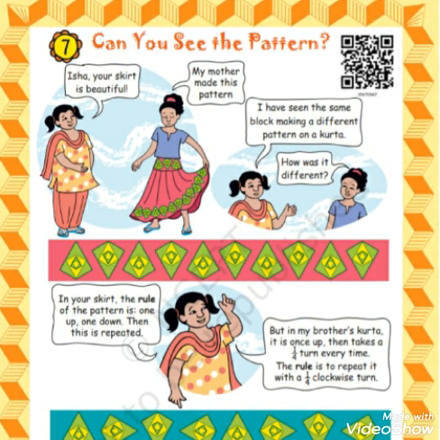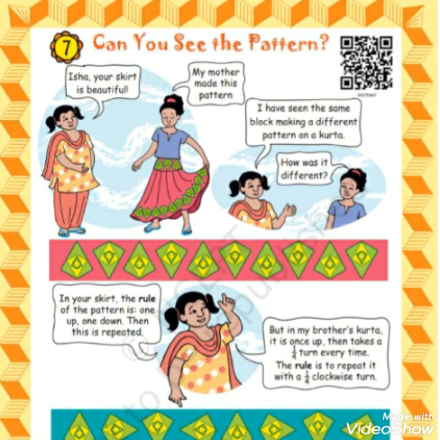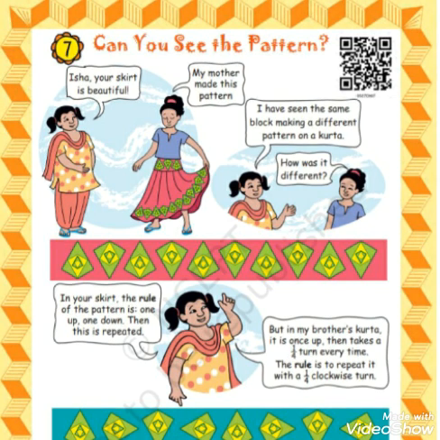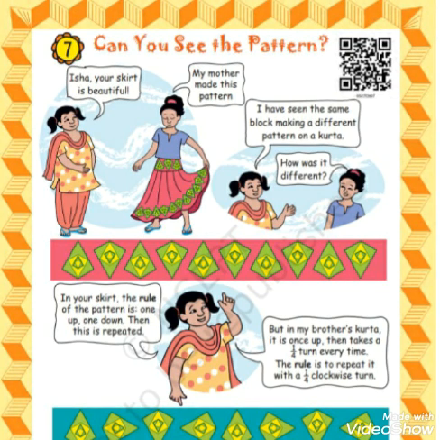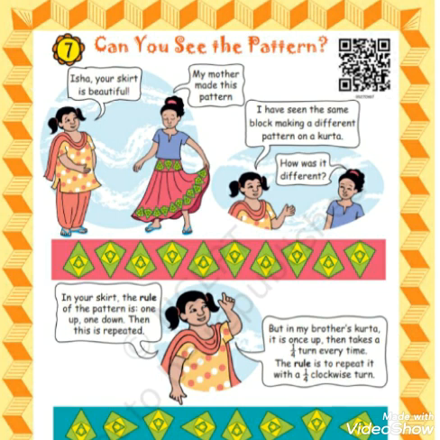Now you can see in the middle of the page there is a pattern where there are green shapes. The first one is up, the second one is down, then up, then down, and so on. So she is saying, in your skirt, the rule of the pattern is one up, one down, and then this is repeated. But in my brother's kurta, it is once up, then takes a 1/4 turn every time. 1/4 turn means 45-degree turn. The rule is to repeat it with a 1/4 clockwise turn.